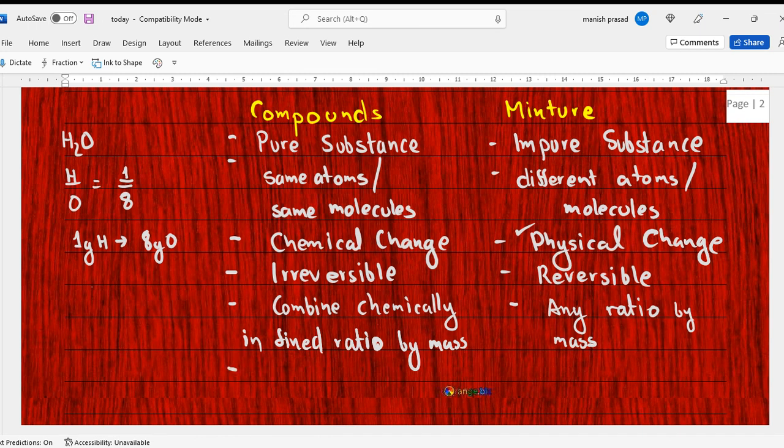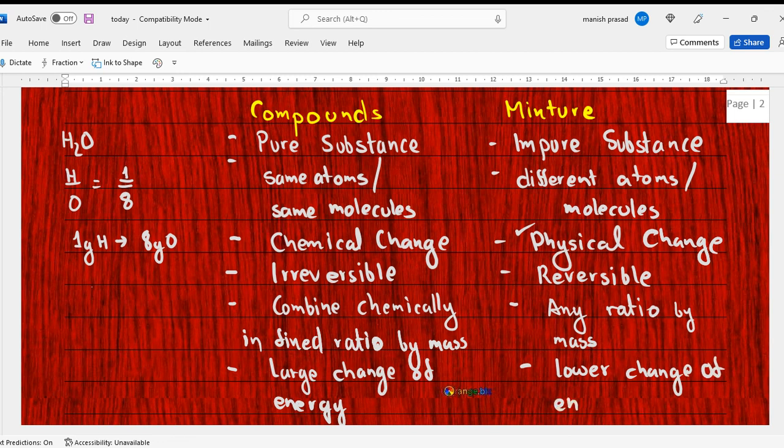Now, in which one do you expect a large change of energy, a compound or a mixture? Compound. Yes, a compound has a large change of energy, whereas a mixture generally involves lower change of energy. And in fact, in many cases you will not find any change of energy, like the mixing of gases around you. The mixing of the gases around you is also a mixture. They are continuously mixing. You are breathing in, you are breathing out. The carbon dioxide is continuously mixing with the air that is around you. But that is not changing the energy much out there. Okay, compounds, large change of energy; mixtures, lower change of energy.